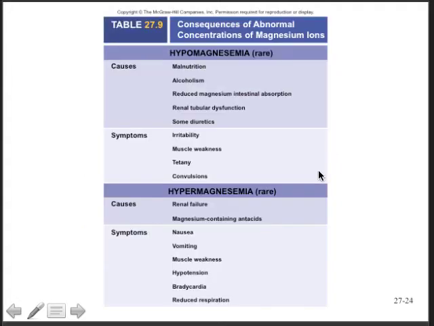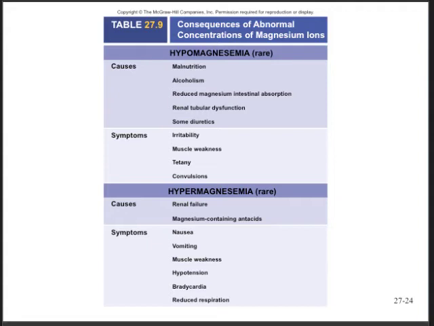Okay, here we're looking at table 27.9, and we're examining causes and consequences of magnesium imbalance. What we start out with is a discussion of hypomagnesia, which is essentially low magnesium concentration. Causes include malnutrition and alcoholism, reduced magnesium intestinal absorption, problems with the renal tubule, and certain diuretics that can cut down on the magnesium concentration in the body. Symptoms include irritability, muscle weakness, tetany, and convulsions.